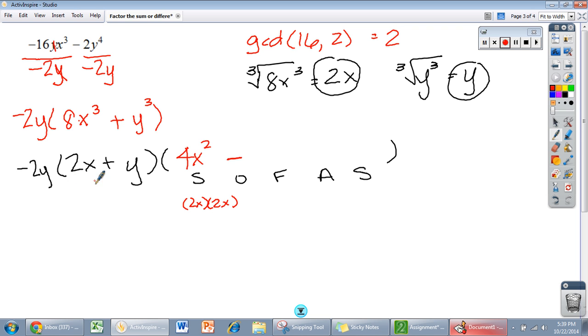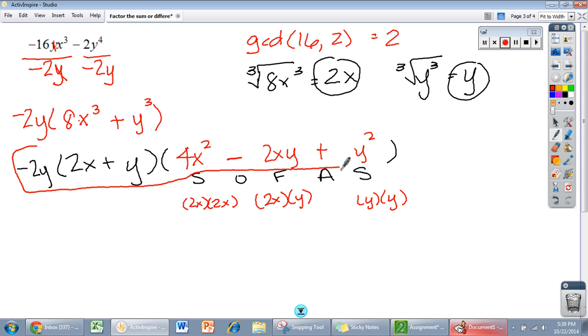F, first times last. Take the a term and multiply it by the b term. So that's 2x being multiplied by y, and we get 2xy. A stands for always add, and S stands for square the last term. So y times y is y squared. So this problem, with a little bit of a twist, had a greatest common factor in addition to our binomial times our trinomial, and there is our complete answer.